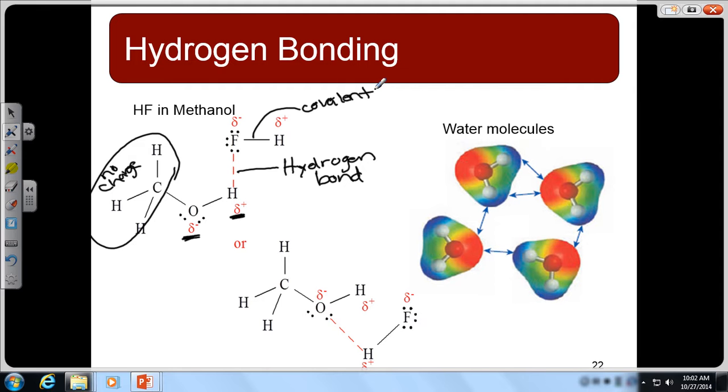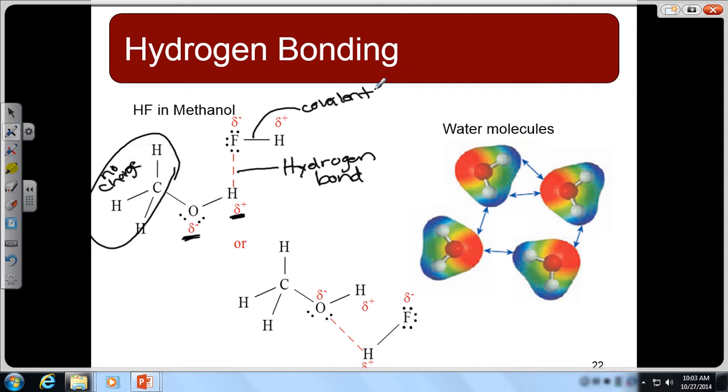Okay, and this is a strong interaction. Just like we said, we have to have interactions for like to dissolve like. This is very strong. It's still not as strong as a true bond, but it's the strongest of what we call intermolecular attractions. That's because we have partial positive attracted to partial negative. This is just one hydrogen bond that we're showing.